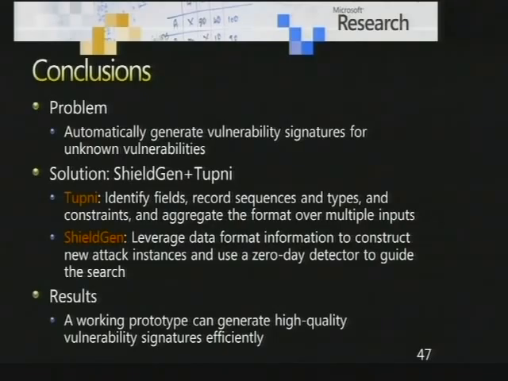and aggregate them together. And ShieldGen will leverage the format of initial attack instances and construct new attack instances and use a zero-day detector to guide the search to find the vulnerability signature. And we have a working prototype based on Tupni and ShieldGen. At the end, we can use a working prototype to generate a high-quality vulnerability signature efficiently.